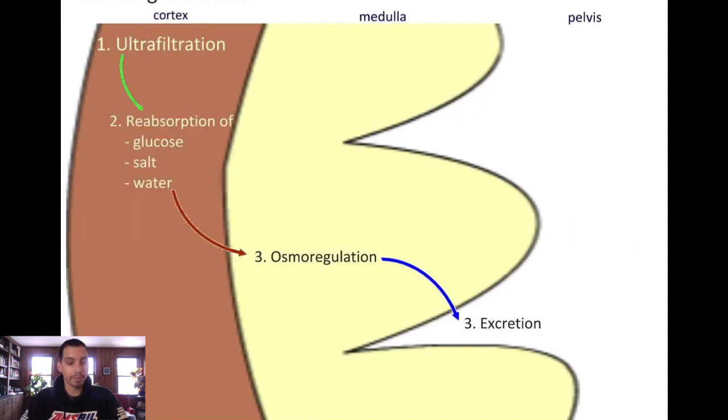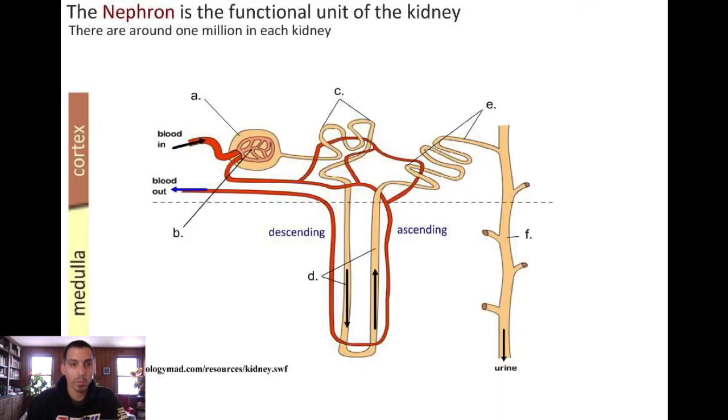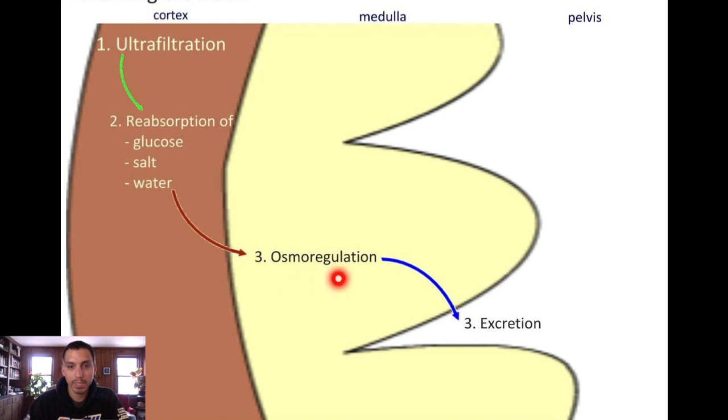So, balancing blood, the overview here is that we have ultrafiltration occurring. Then we reabsorb glucose, salt, and water. In ultrafiltration, basically everything is taken out of the blood, but then we want to reabsorb some of that, so we want to reabsorb glucose, salt, and water. We then have osmoregulation take place in the medulla and then excretion in the pelvis.